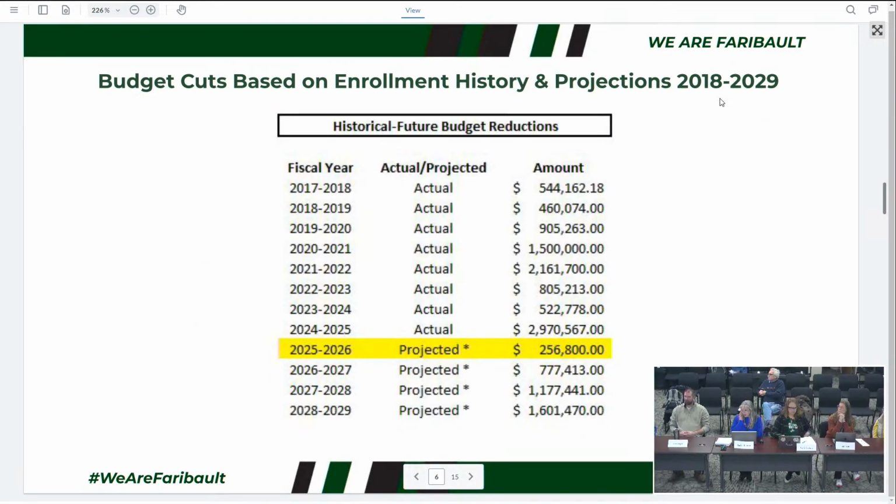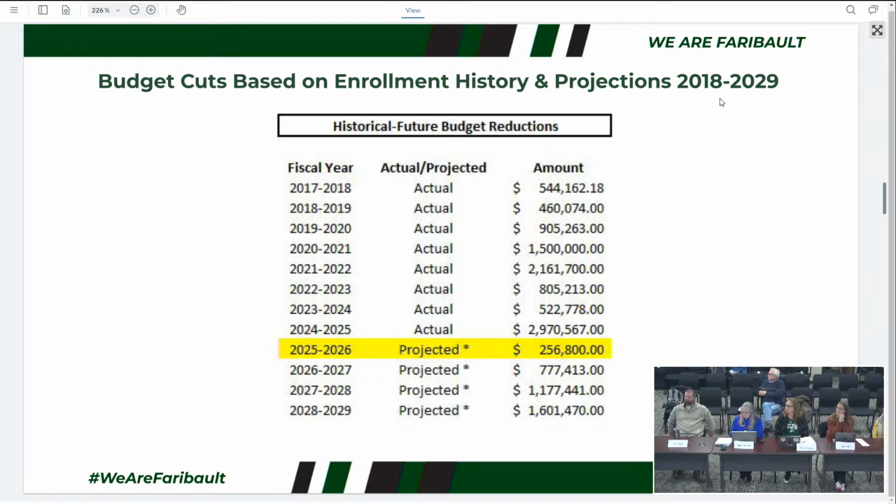The next slide talks about our enrollment history and projections going forward, what those budget cuts were and what we're projecting those to be. You can see there was some heavy lifting done in what we're currently living with. The current budget showed a budget cut of 2.9 million, almost 3 million. What we're projecting for next year, when we take the budget cuts that we came up with, the 794, and then add in those enhancements, is a net of 256,800.